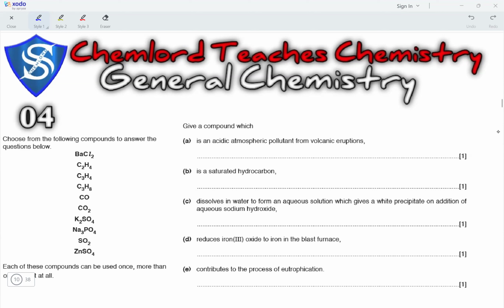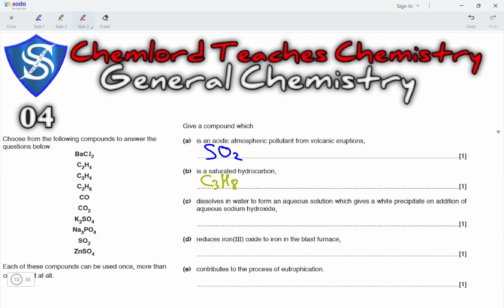Give a compound which is an acidic atmospheric pollutant from volcanic eruptions. So volcanic eruptions result in the formation of SO2 because sulfur present in the volcanoes would react with oxygen in air to produce SO2. So the answer here would be sulfur dioxide. Next is a saturated hydrocarbon. A saturated hydrocarbon means it forms all single bonds. So the only alkane here is C3H8, which is propane. So the answer here is C3H8.